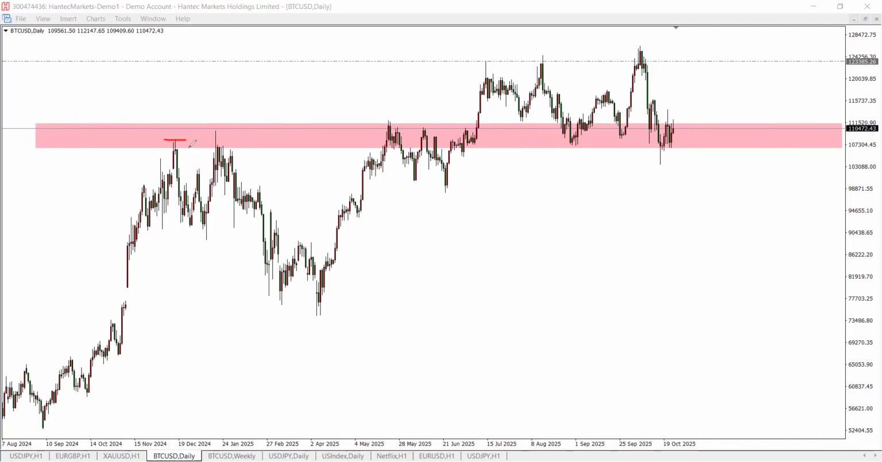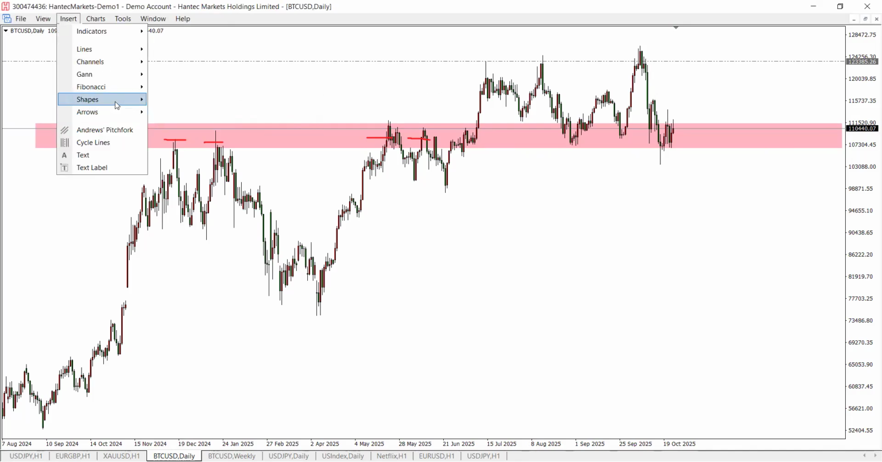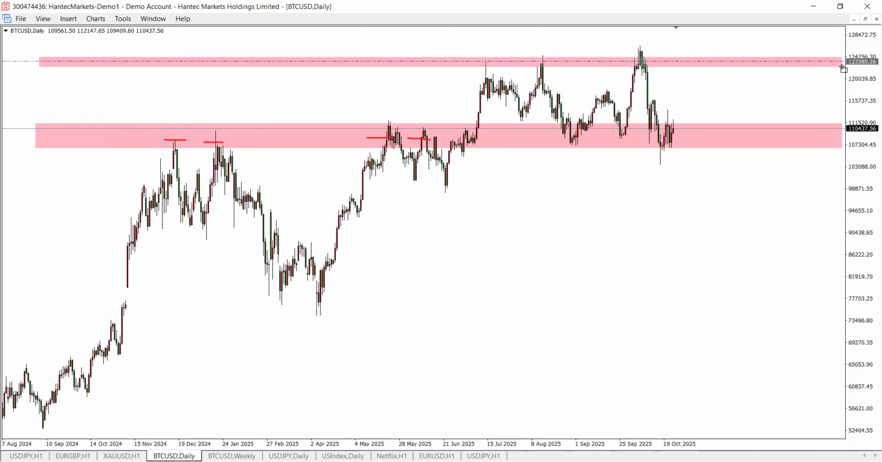So look at what we have here. Resistance, resistance. We have more resistance in this area. It's an area, not a price point. I use a horizontal line here. I could have easily used a rectangle and drawn the area in this manner. So it's an area and not a price point. Please take note of that.